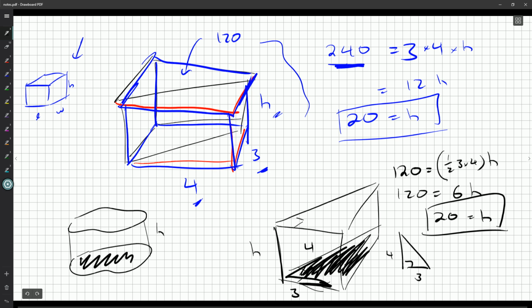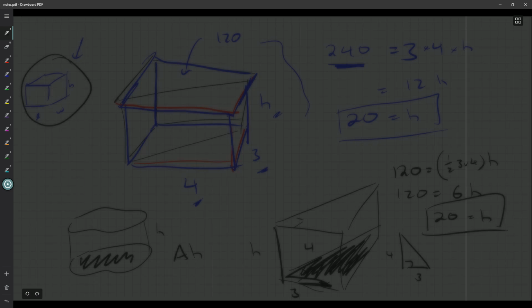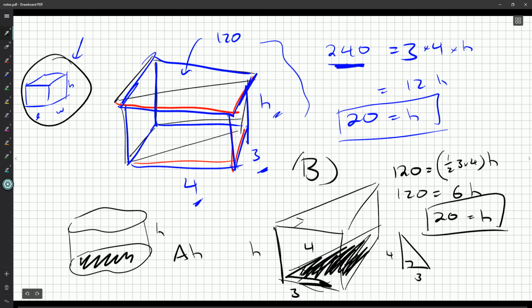So we can do it in 2 different ways. If we know how prisms work, area of the base times height, or if we want to combine them and make the more familiar rectangular prism. And that's okay. They both work the same, and we get an answer of B, just like the last question. Our answer is B for 21.